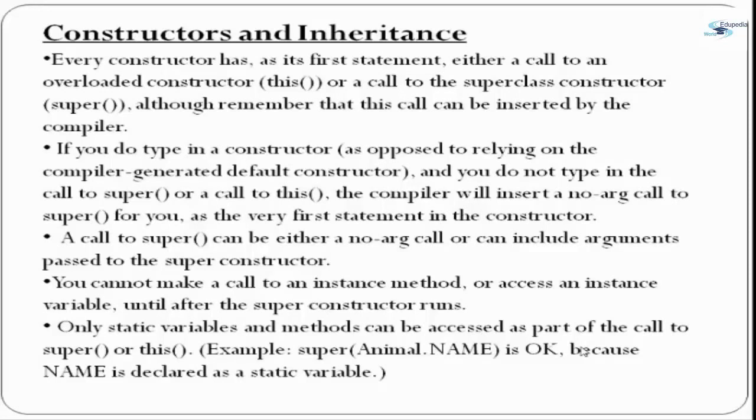So even if you are not writing it, the compiler will insert super at the very first statement. If you have manually written this, then the compiler will not insert anything, because you are calling the overloaded constructor of the same class. But if you haven't written anything, then the compiler will insert super for you. Fine. A call to super can either be a no-argument call or can include arguments, as we have already discussed.